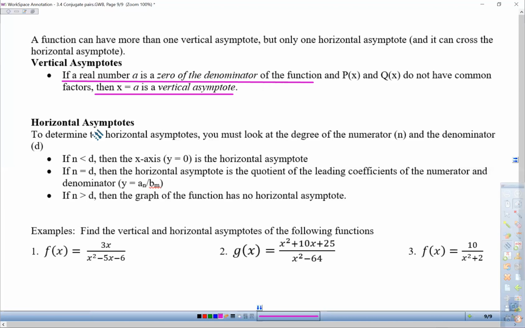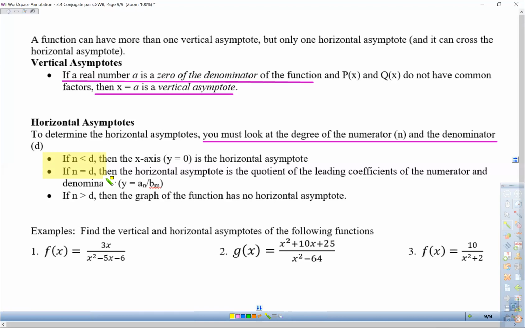So for the horizontal asymptote, it's a little bit different. We need to look at the degree of the numerator and denominator, and we're going to compare those. So the degree, just as a reminder, is the highest exponent, okay? Now, I'm going to recommend for this, you only worry about the first two cases. When the numerator degree is less than the denominator degree, or when the numerator is equal. So if you know those two, the third one, when the numerator is greater, just means there's no asymptote.